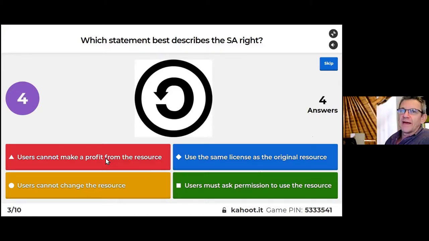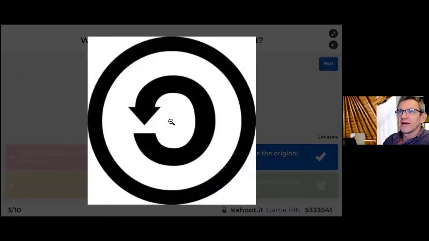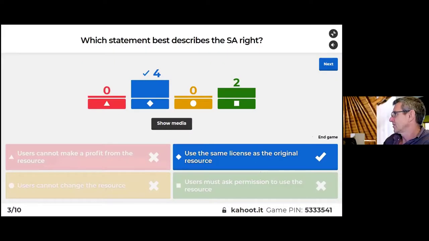Five seconds remaining. Ta-da! Well, correct. The majority of you went for use the same license as the original resource, and that is correct. All right, so share alike means you can take my resource, you can make new derivatives, but you must share it in the same way with the same license. So when you see that, then it means share alike. Okay, good.